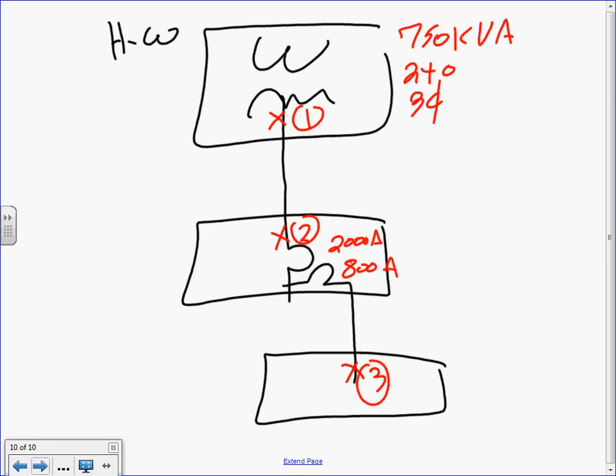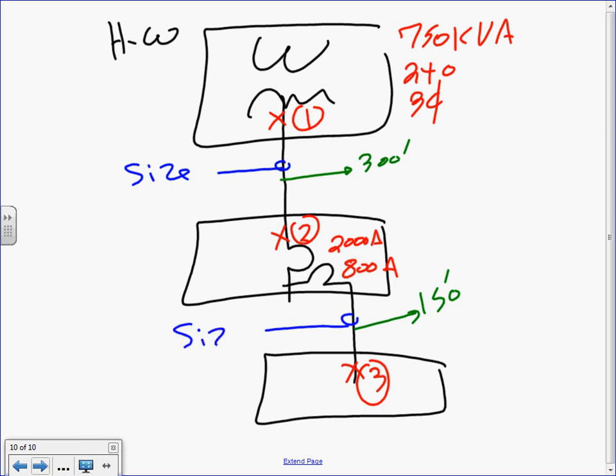What I would like you guys to do, I want to give you the following. You need to size the system though. I would like this one to be, let's use 300 feet here, and let's use this one as 150 feet. And these are the feet. You have to size this and size this. You guys should be able to size it.